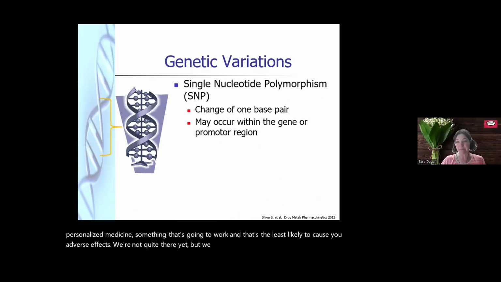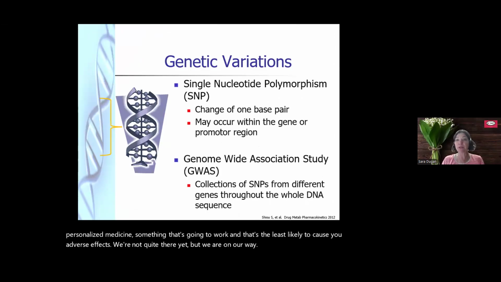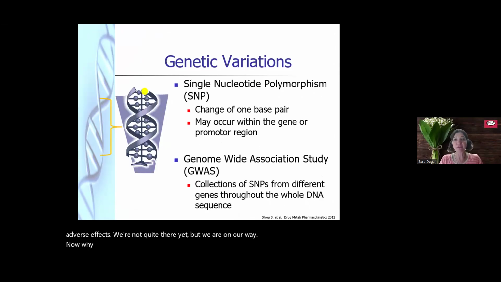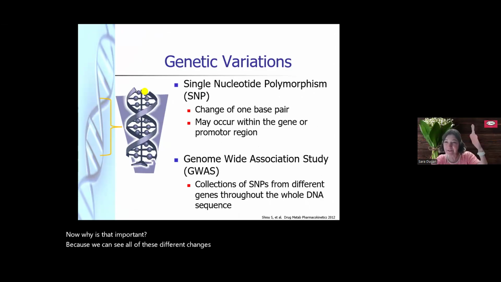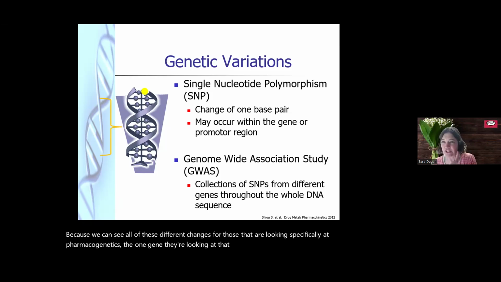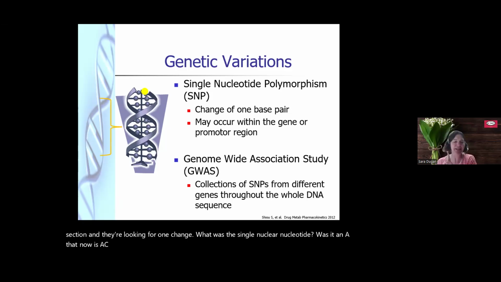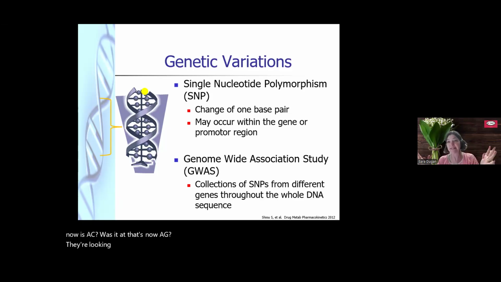Now, why is that important? Because we can see all of these different changes. For those that are looking specifically at pharmacogenetics, the one gene, they're looking at that whole code, only zooming in on one section, and they're looking for one change. What was the single nucleotide? Was it an A that now is a C? Was it a T that's now a G? They're looking only at that one thing and seeing if that makes a difference.